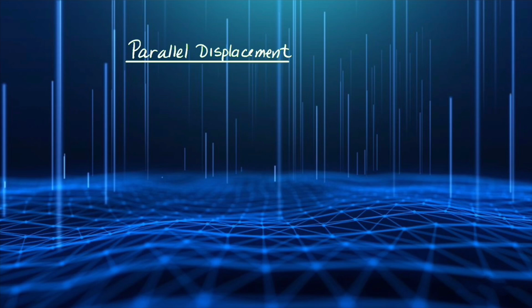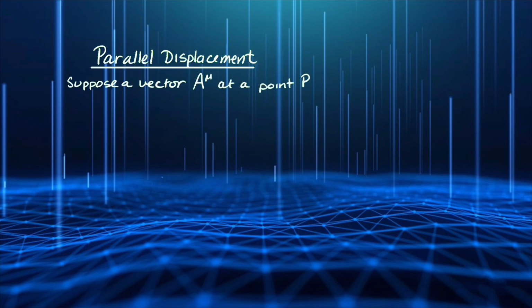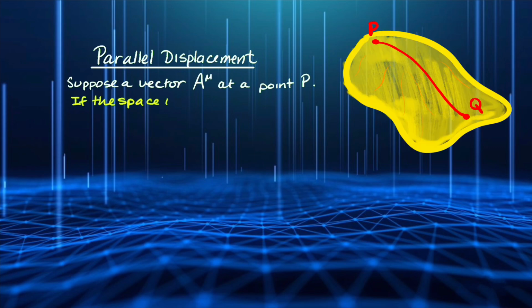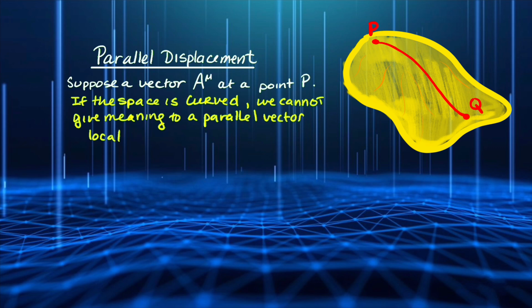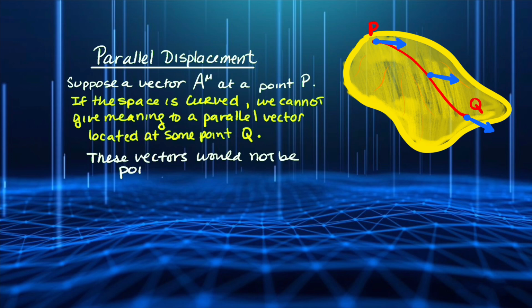We now must discuss something called parallel displacement. Suppose we have a vector a^μ at point P, and if the space is curved, like standing on top of a hill, we cannot give any meaning to a parallel vector located at some other point Q. These vectors would definitely not be pointing in the same direction.